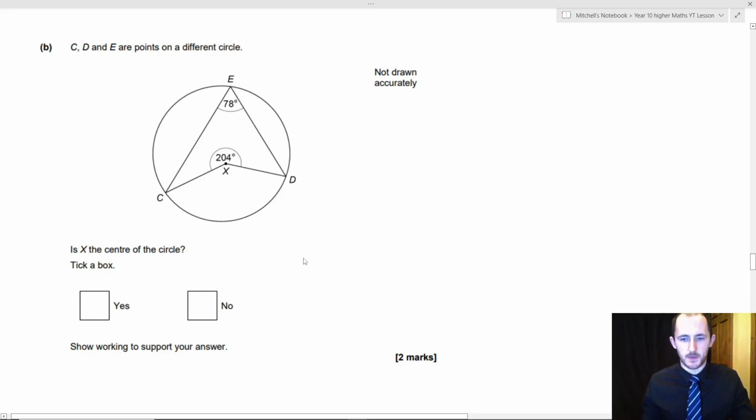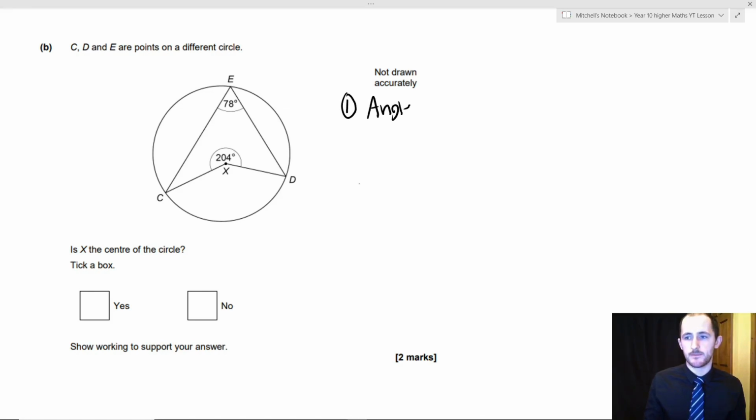So part B, this is another interesting question. Again, let's have a look. C, D and E are points on a different circle. Is X the centre of the circle? Perfect. So, if X is the centre of the circle, then I can use one of my circle theorems: angles at the centre are twice the angle at the circumference, right? We've used this already once in the lesson.